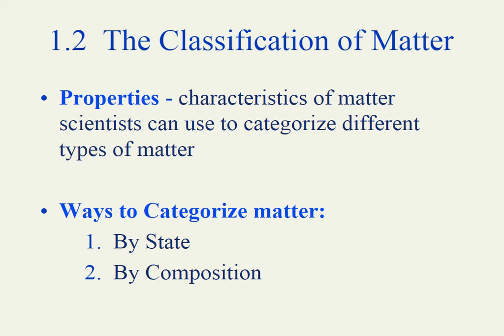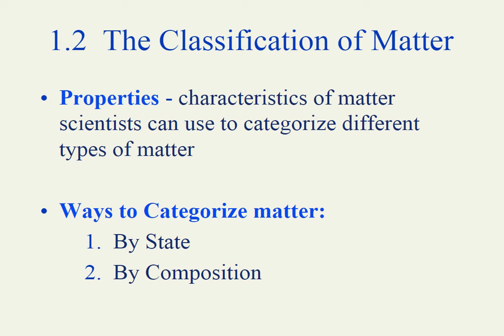So we studied what is matter. Matter is anything that occupies space and has mass. Now let's further delve into chemistry, and as we do that, we are going to investigate what is matter further. We are going to classify matter. We will classify it by state and by composition. In this video, we are going to talk about the classification of matter by state.